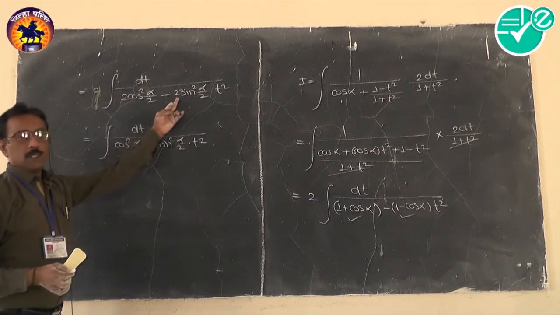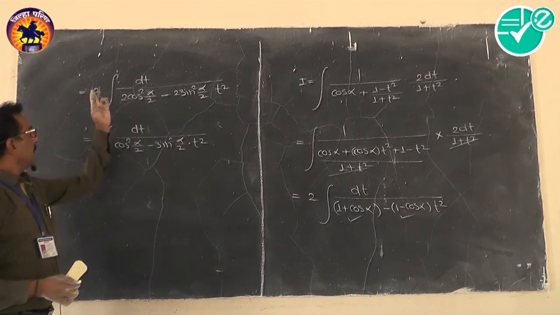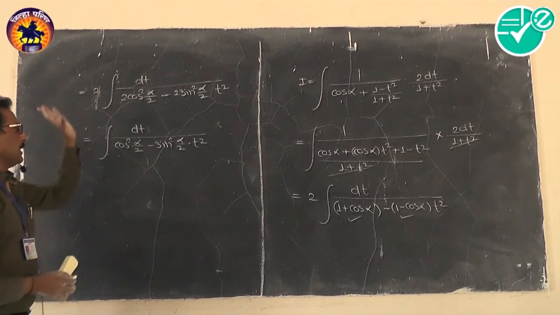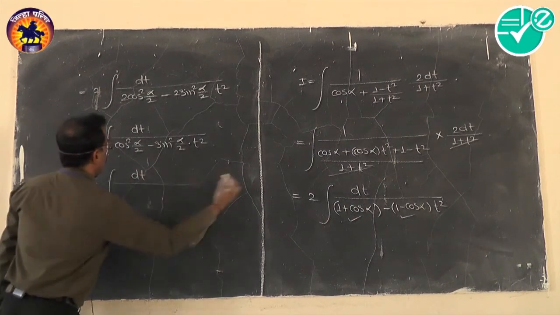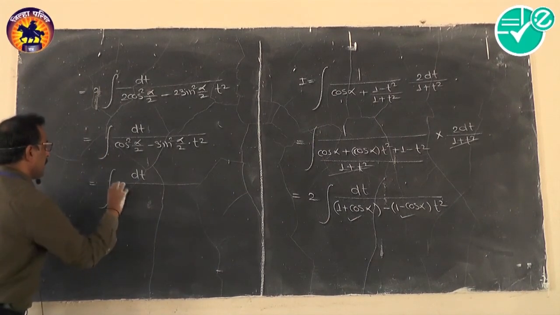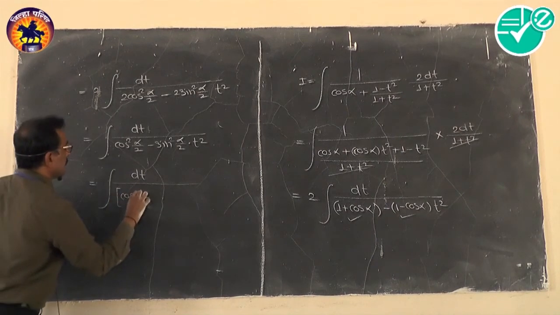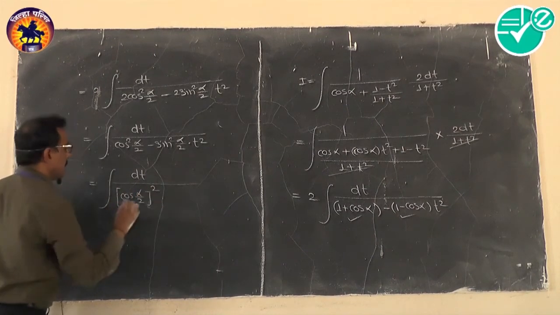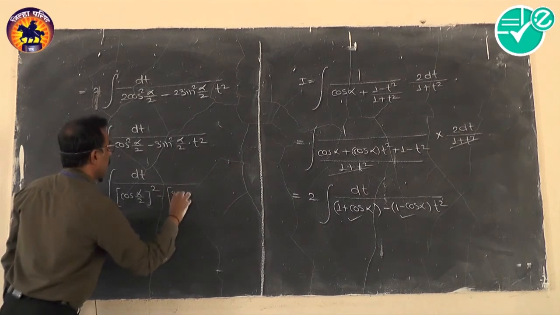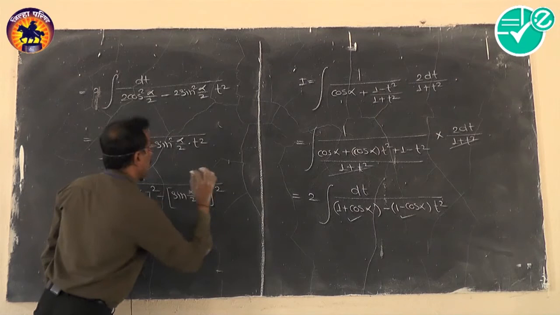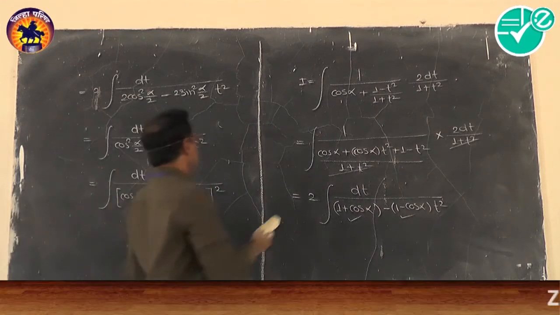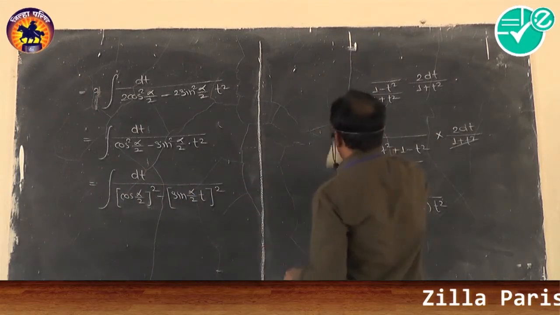Here 2 is taken common, and after taking it common, that 2 and this present 2 get cancelled. Make a perfect square and solve this problem by special integral formation. The very first term is a perfect square of cos alpha by 2. The second term is a perfect square of sin alpha by 2, bracket square. Now I think this is in special integral form.